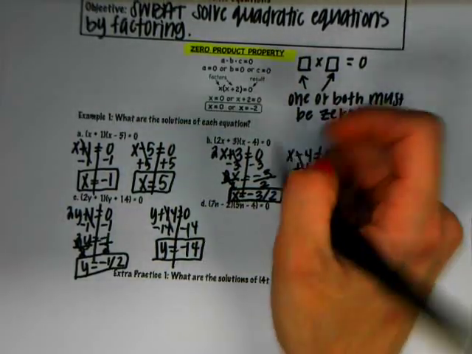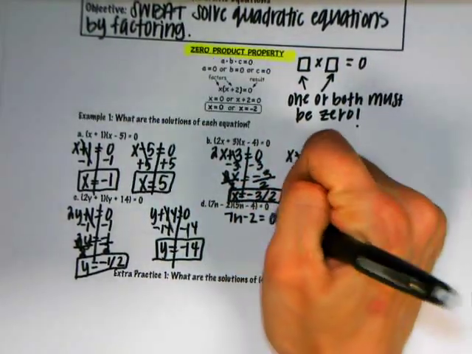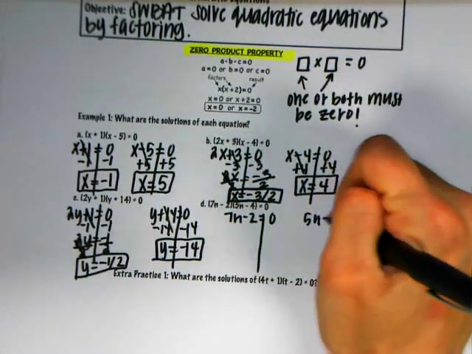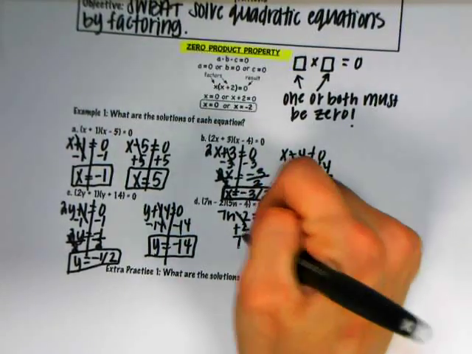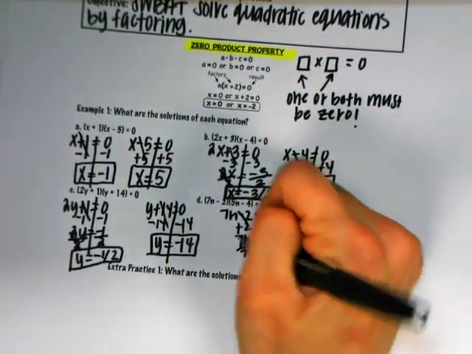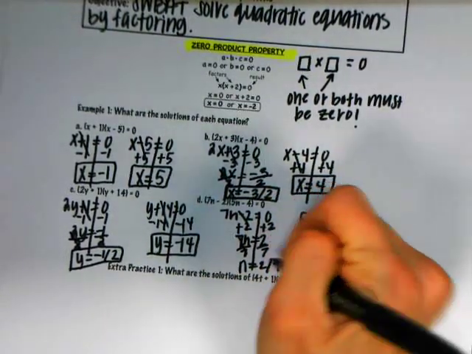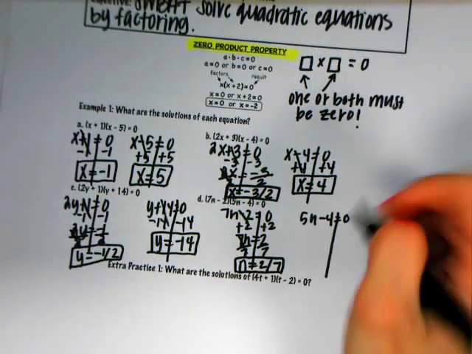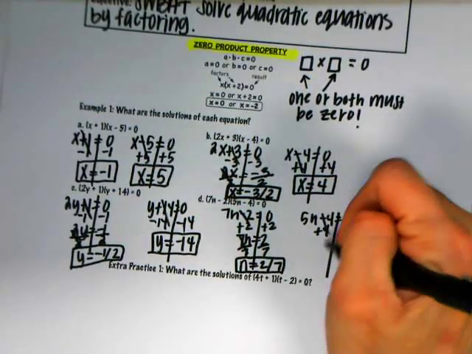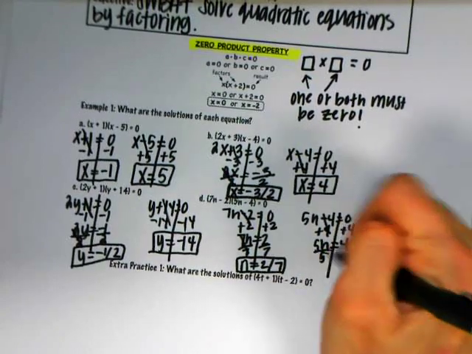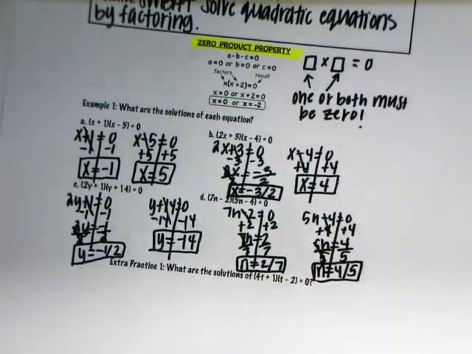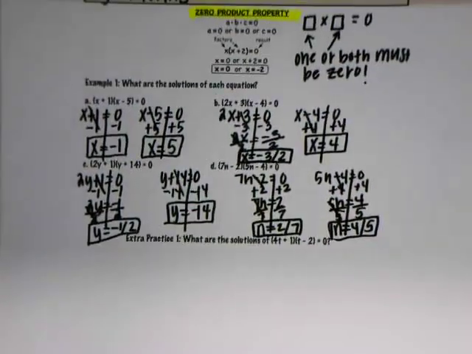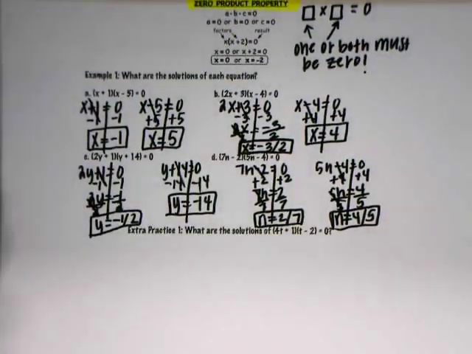And then the last one. 7n minus 2 equals 0. 5n minus 4 equals 0. So we're going to add 2. 7n equals 2. Divide by 7. n equals 2/7. And then you're going to add 4 and then divide by 5. So you get n equals 4/5 for your other answer. Got it? Okay, you guys do this one.